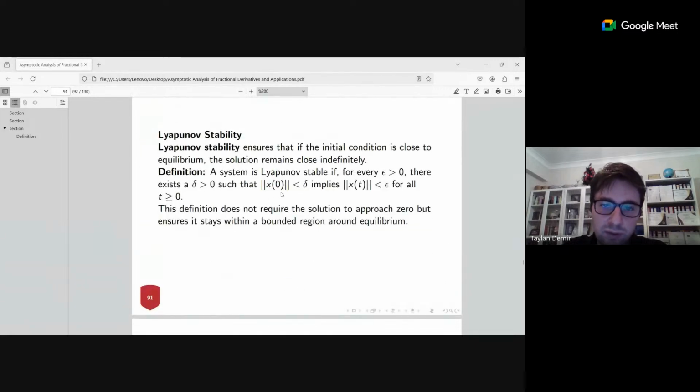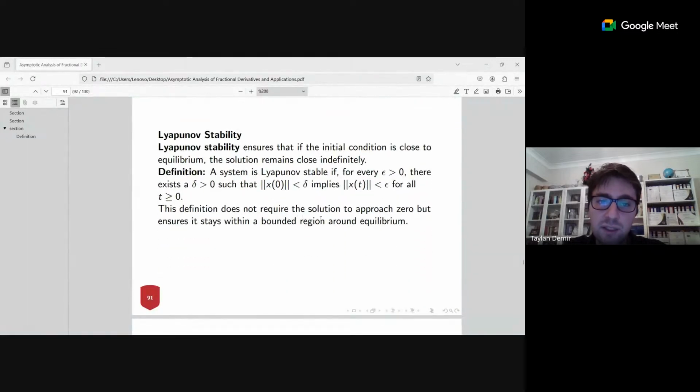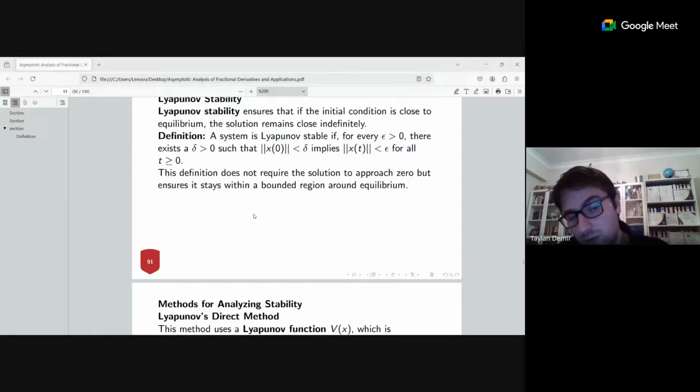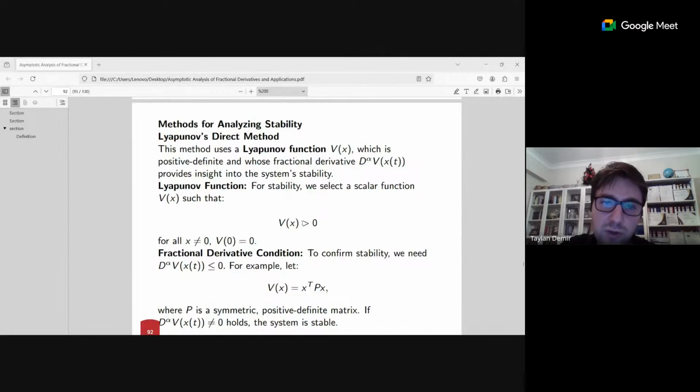Lyapunov stability can be used for stability analysis of fractional differential equations. The system is Lyapunov stable if for every epsilon positive, there exists delta greater than 0, such that the norm of x of 0 less than delta implies the norm of x of t less than epsilon for all t greater than or equal to 0. This definition does not require the solution to approach 0, but ensures it stays within a bounded region around the equilibrium. This part is about Lyapunov's direct method.